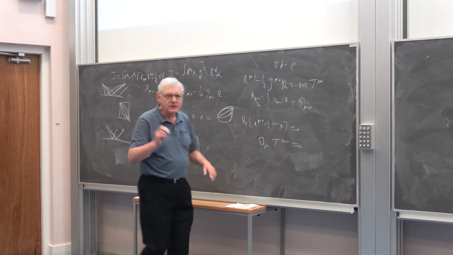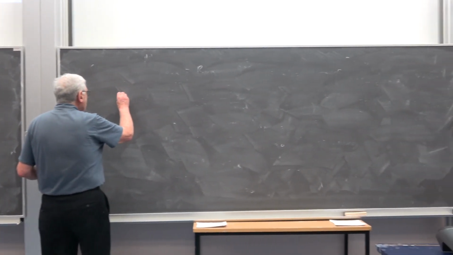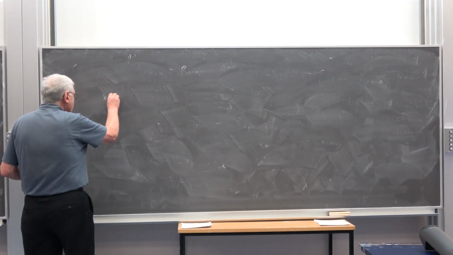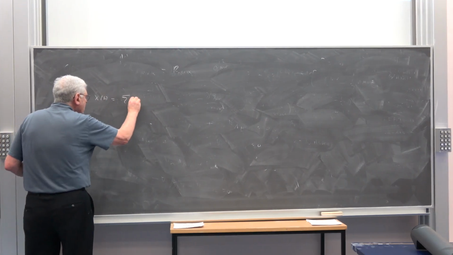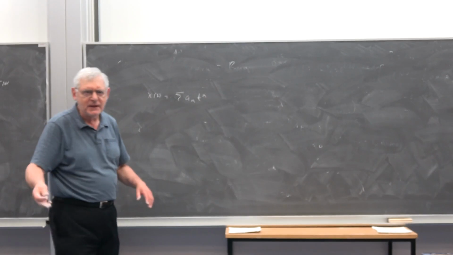Now, maybe I should just explain what functional variation is. Suppose I have some path, x of t, is the sum of a_n t to the n. I don't yet know what it is. That's an arbitrary path.